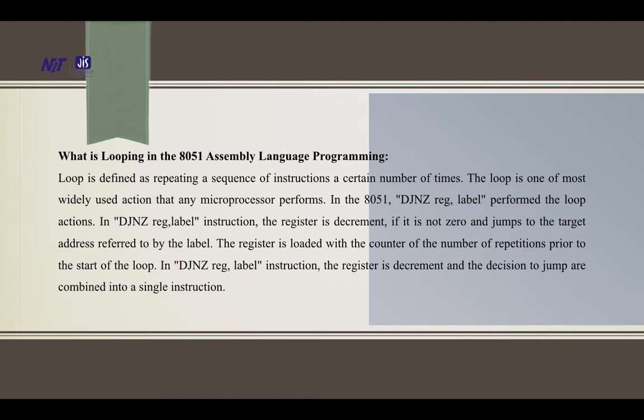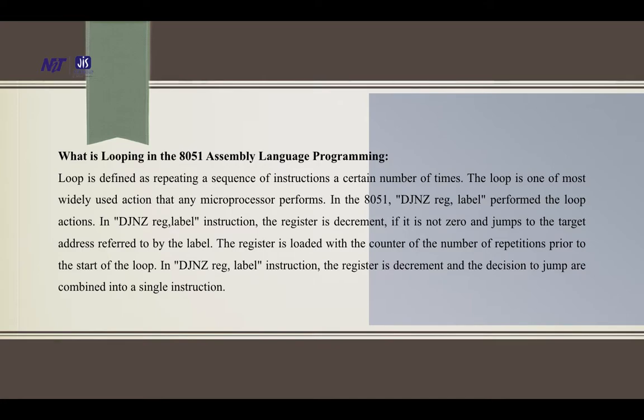What is looping in 8051 assembly language programming? A loop is defined as repeating a sequence of instructions a certain number of times. The loop is one of the most widely used actions that any microprocessor performs. In the 8051, the DJNZ register, label instruction performs the loop action.